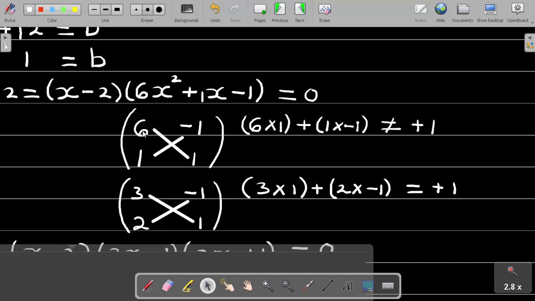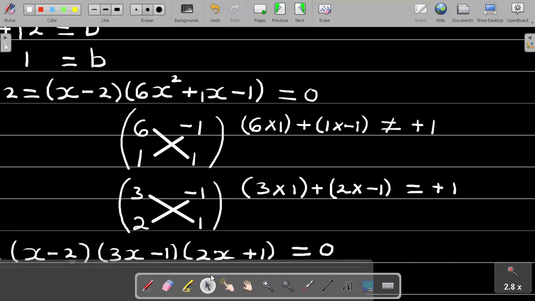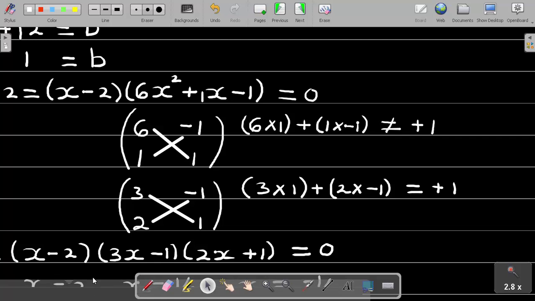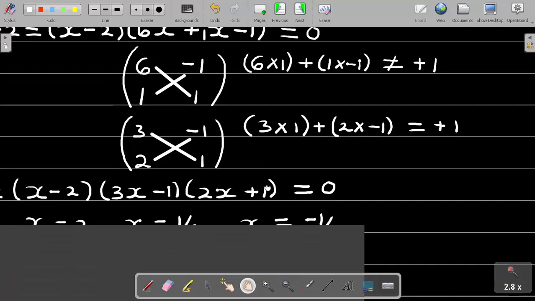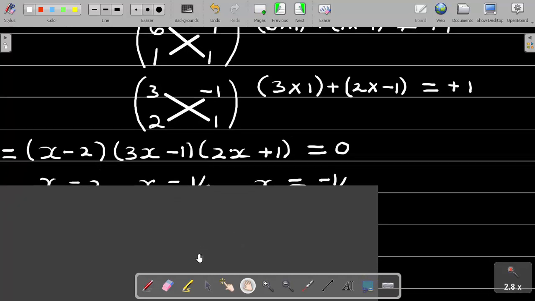So what I do, instead of 6, I write it as 3 times 2. What about this one here? I don't change it. So if I do so now and write 3 and then the 2, I can see here that if I cross again, 3 times 1 gives me 3. What about 2 times negative 1? I get negative 2. So negative 2 plus 3 gives me positive 1. Because I have the positive 1, which is the same as the middle term here, that is one of my factors here.